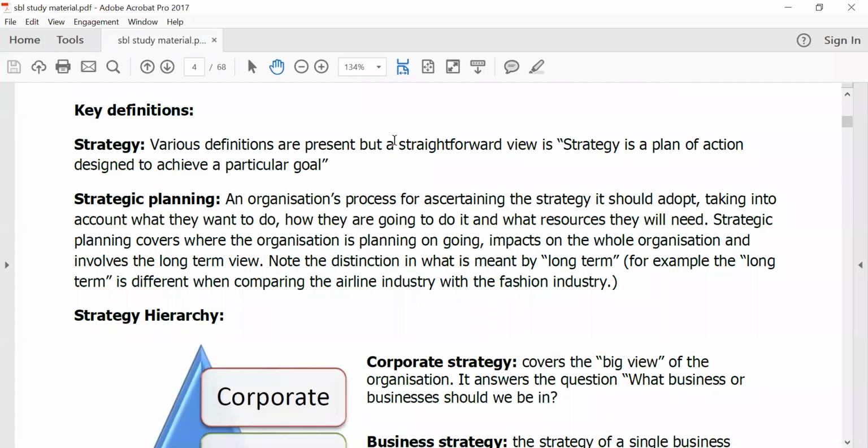So we are looking at the strategic business leader, and I've walked you through the topics. Notwithstanding, we are starting with the first topic, which is talking about strategy. It is important for us to look at the definition of a strategy. Various definitions are present, but the straightforward view is that strategy is a plan of action designed to achieve a particular goal.